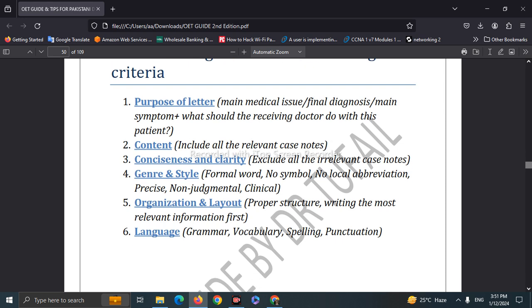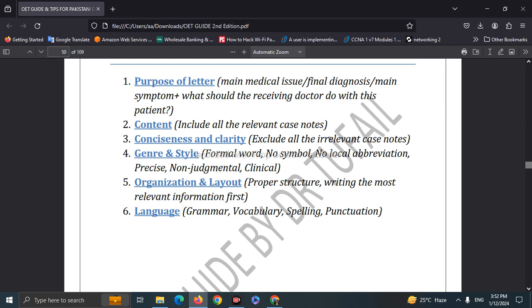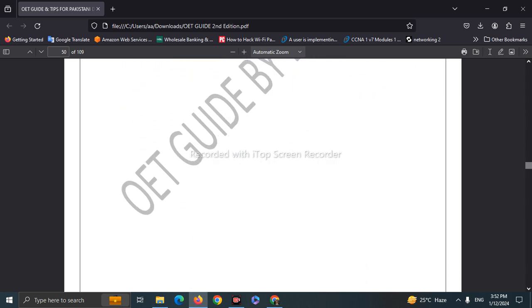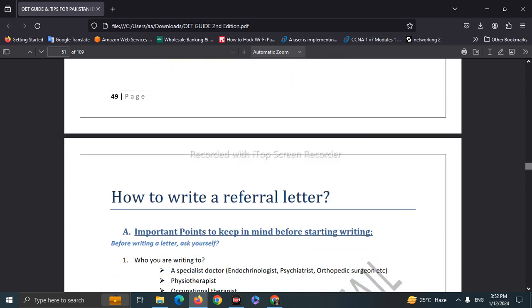Language, grammar, vocabulary, spelling, and punctuation are all very important in a writing task, because it is an English test, not your clinical knowledge test.